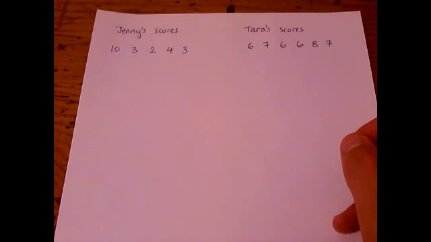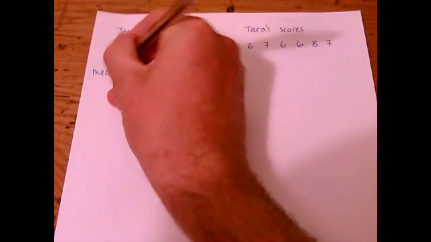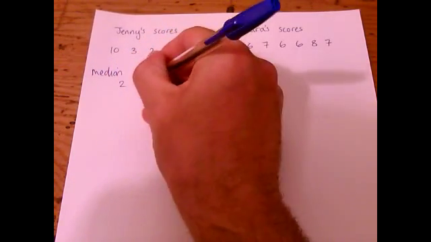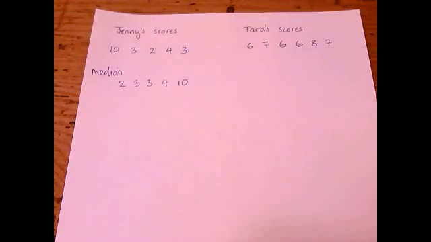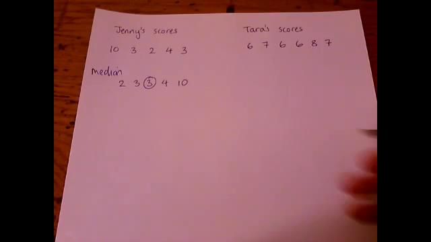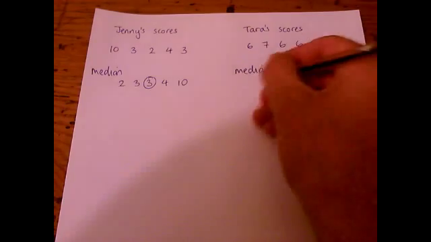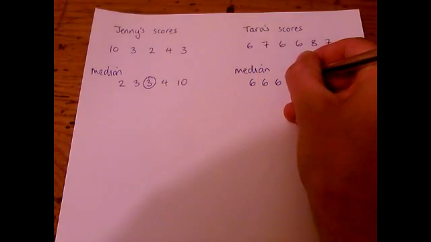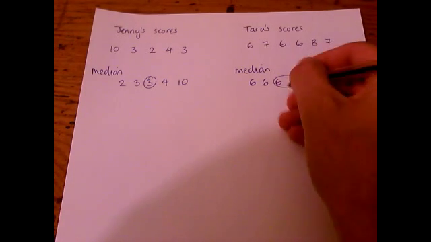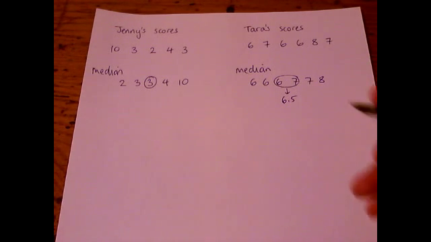So let's look at how we can use the median. The median is done by putting the numbers in order and then finding the middle one. So we say 2, 3, 3, 4, 10, and the middle number is 3. If we look at the median of Tara's scores, there you go, 6, 6, 6, 7, 7, 8, and in the middle here we've got 6 and 7, so the median is halfway between them at 6.5.